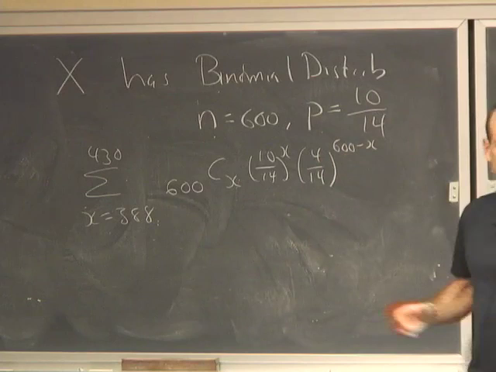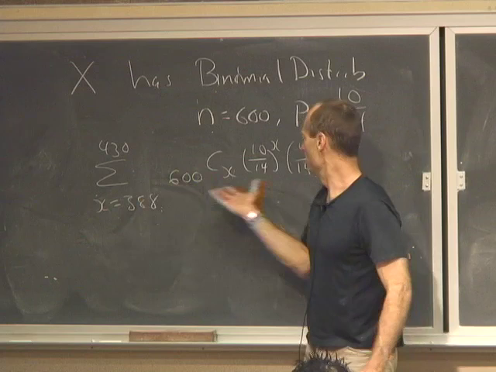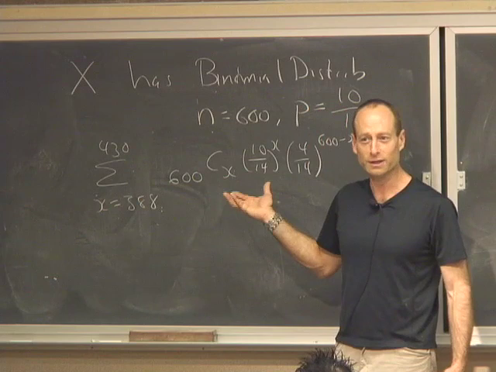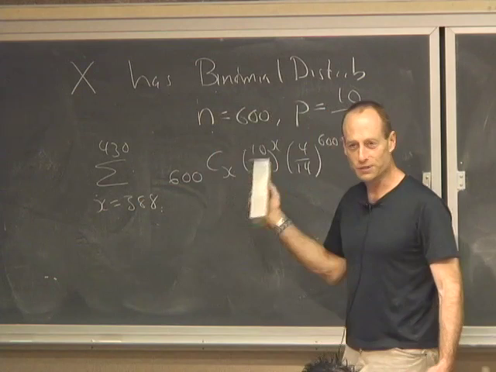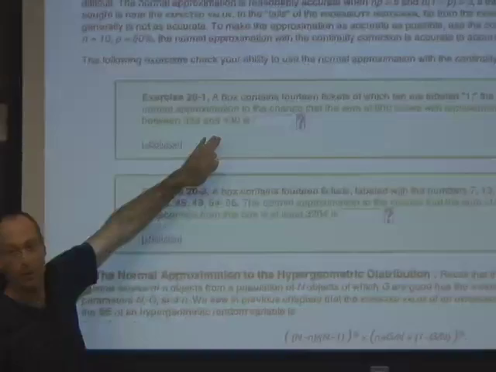That's the actual thing, which is the sum of, whatever that is, about 43 terms. Messy. You're not going to be able to compute 600 choose x. It's going to overflow your calculator. So this is what we'd like to know. It's not practical to calculate it exactly. Instead, we're going to approximate it by the area under the normal curve. In order to do that, we need to turn 388 into standard units and 430 into standard units.